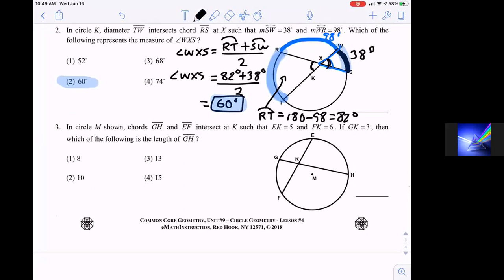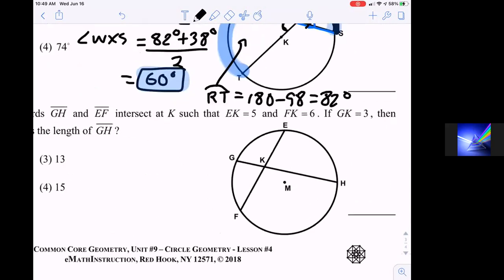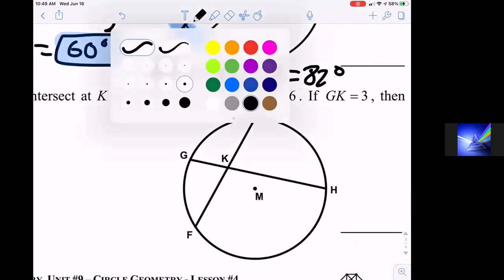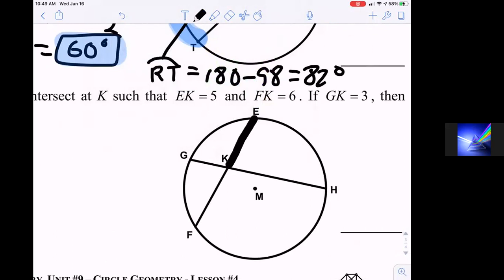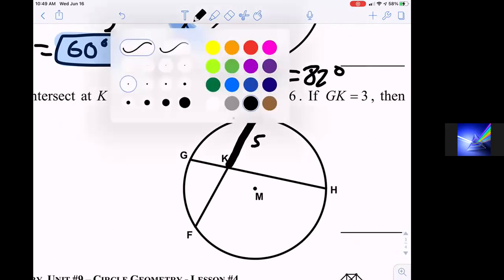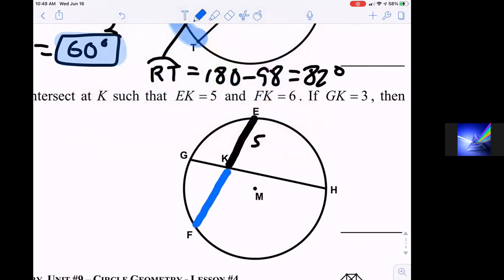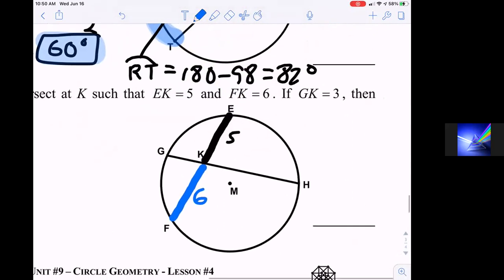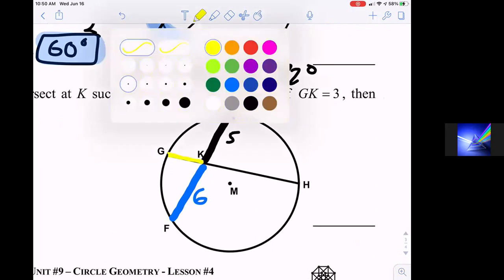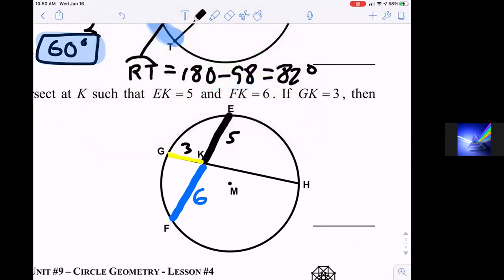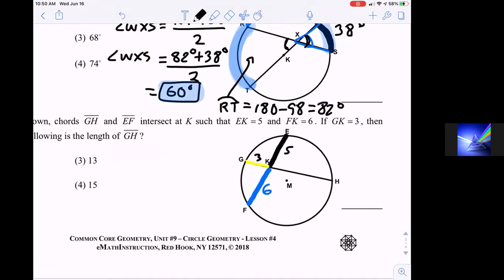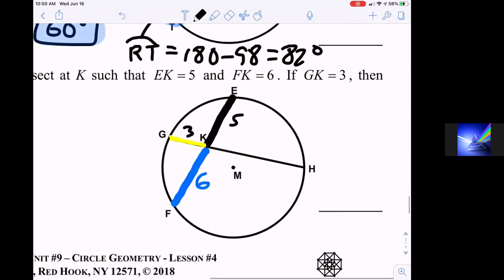Number 3, in the circle M shown, chords GH and EF intersect at point K such that EK, I'm going to darken these in, so EK is this segment here, that would be 5 units. And FK, which is this segment here, is 6 units. Now GK, which is that segment right there, that is 3 units. We want to find the length of GH, which is that full chord right across.